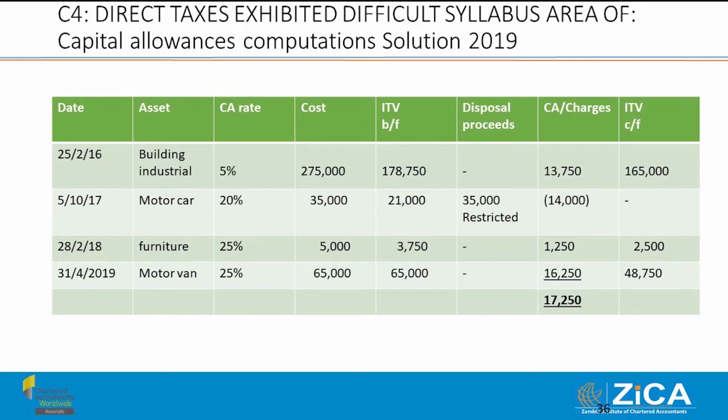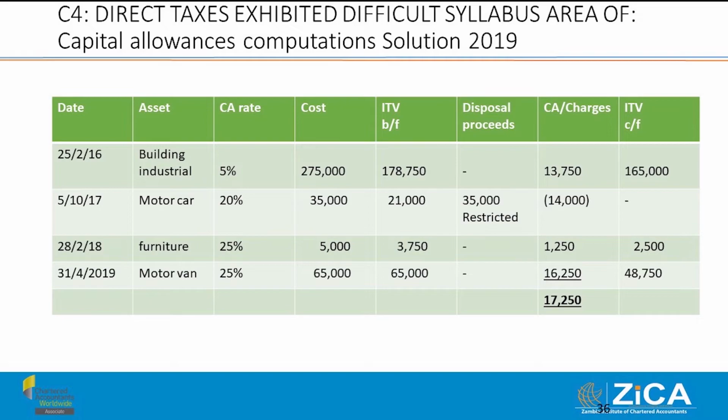Now we see that this motor vehicle was actually sold at a value more than the cost of 35,000, which was 40,000. So for the purposes of this schedule, you are only going to show a disposal proceed of 35,000, although what you actually received was 40,000. So this will leave you a balancing charge of 14,000. Balancing charge simply means the disposal proceed minus the ITV that you are still able to claim.